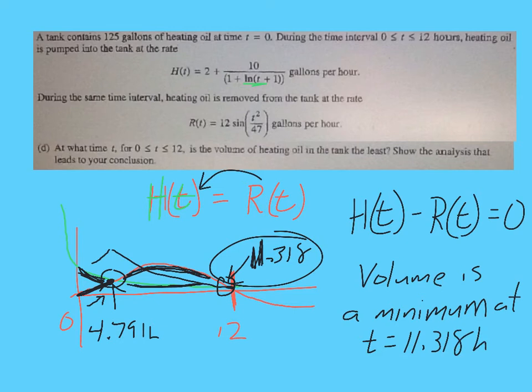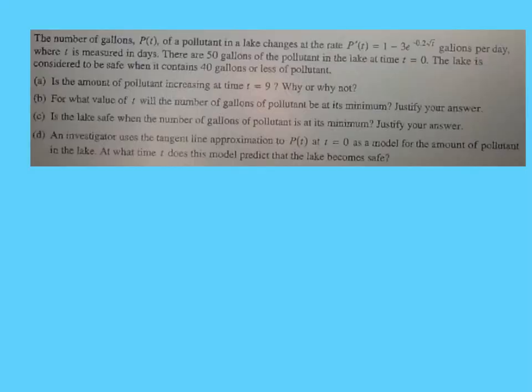All right, let's try another type of question. Here we're told the number of gallons of a pollutant in a lake changes at a rate P prime of t equals 1 minus 3e raised to the negative 0.2 root t. Now, t is measured in days. Okay, so they're giving us the information a little bit differently.